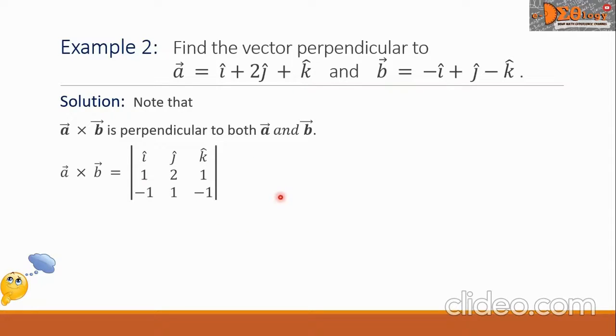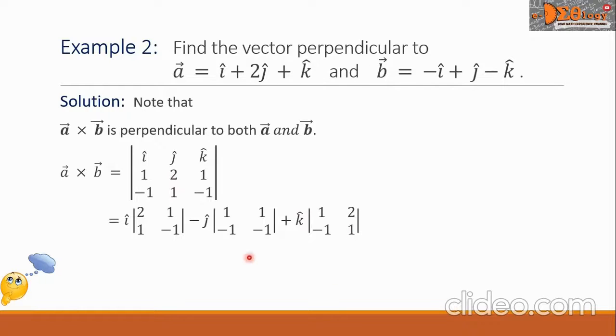Using our idea of determinants, we write now the element i multiplied by the matrix 2, 1, 1, negative 1. Then minus element j multiplied by the square matrix 1, 1, negative 1, negative 1. Plus element k multiplied by the square matrix 1, 2, negative 1, positive 1.